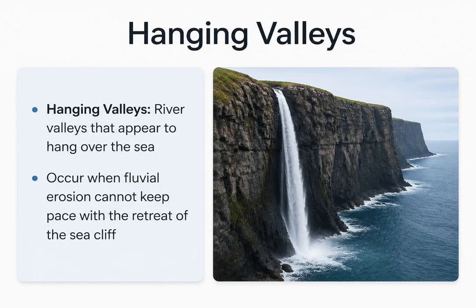Sometimes a river flows into the ocean right at a rapidly retreating sea cliff. If the ocean waves are eroding the coastline backward faster than the river can cut its valley downward, the river is left stranded high above the water level. These are called hanging valleys, often resulting in beautiful coastal waterfalls.